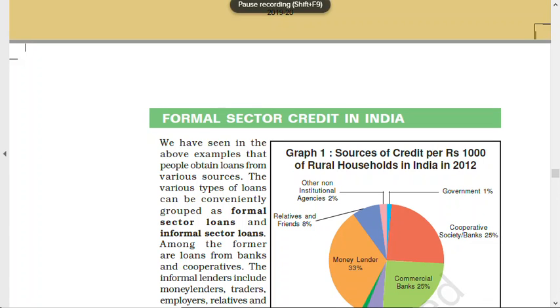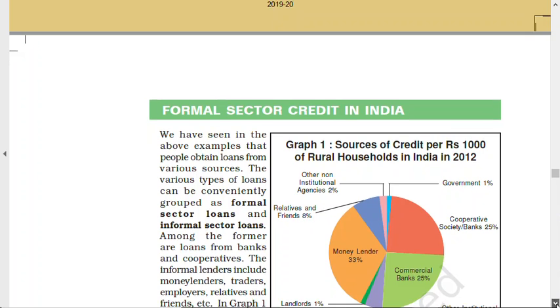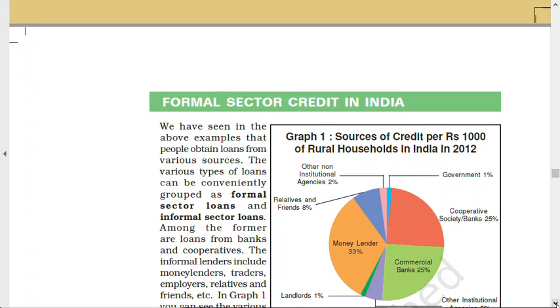So we start the third part, that is formal sector credit in India. As I already told you in the previous class, what is formal sector and what is informal sector, right? Here it says we have seen in the above example that people obtain loans from various sources, like cooperative societies, banks, money lenders, relatives, and all these things. The various types of loan can be conveniently grouped as formal sector loan and informal sector loan. So these are the two sectors of loan, formal and informal sectors.